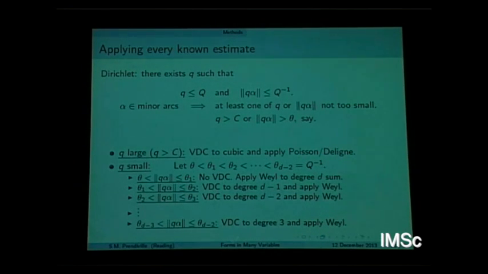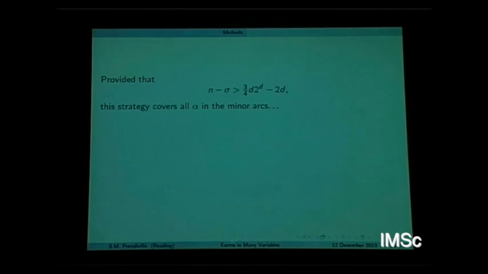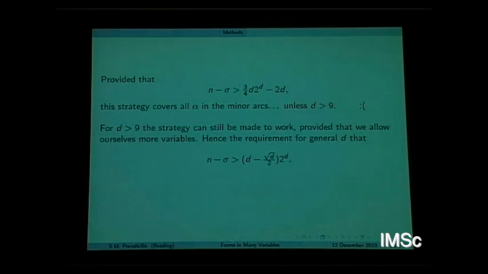And this strategy, well, it's a lot more complicated than it looks here. Actually, each case here, I'm not applying one estimate, I'm applying all the previous estimates combined. But for convenience, this is kind of how you should think of it. And provided that there are sufficiently many variables, this strategy works. It covers all alpha in the minor arcs. Unfortunately, for this number of variables, it doesn't work if d exceeds 9. But if we give ourselves a few more variables, then the strategy does work. It manages to cover all alpha in the minor arcs.